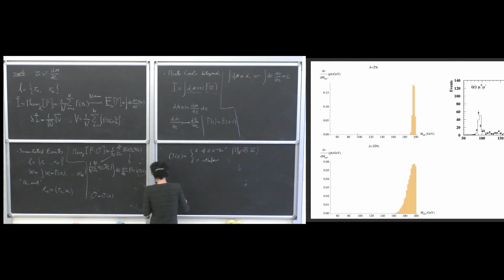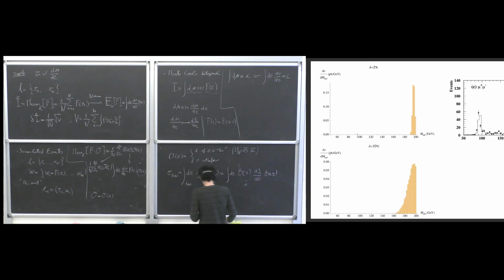And so if I want to compute the cross-section in the bin, this is equal to the integral in d tau in the bin of dL over d tau, the parton luminosity, times the partonic cross-section sigma-hat of tau s, which then is equal, of course, to the integral in d tau of O of tau, this binary observable, times dL over d tau, times sigma-hat of tau s.